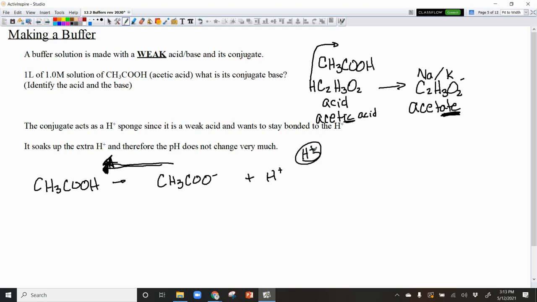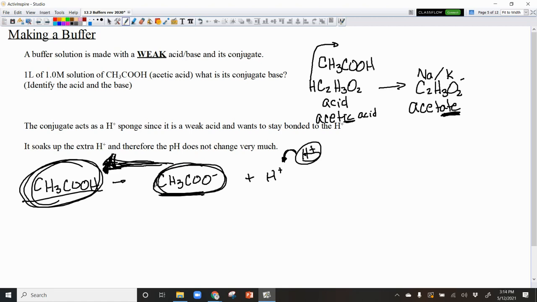So when we add more hydrogen, it's going to bond with this anion here, the acetate ion, and it's going to be driven towards this way together. So it soaks up these extra hydrogens that we're adding to it. So it's like a hydrogen sponge. And that's why buffers work. So it's a weak acid and its conjugate base, and because it's a weak acid, it wants to stay together. And so any extra hydrogens that we add to this, these anions are going to soak it up and go back to the weak acid.